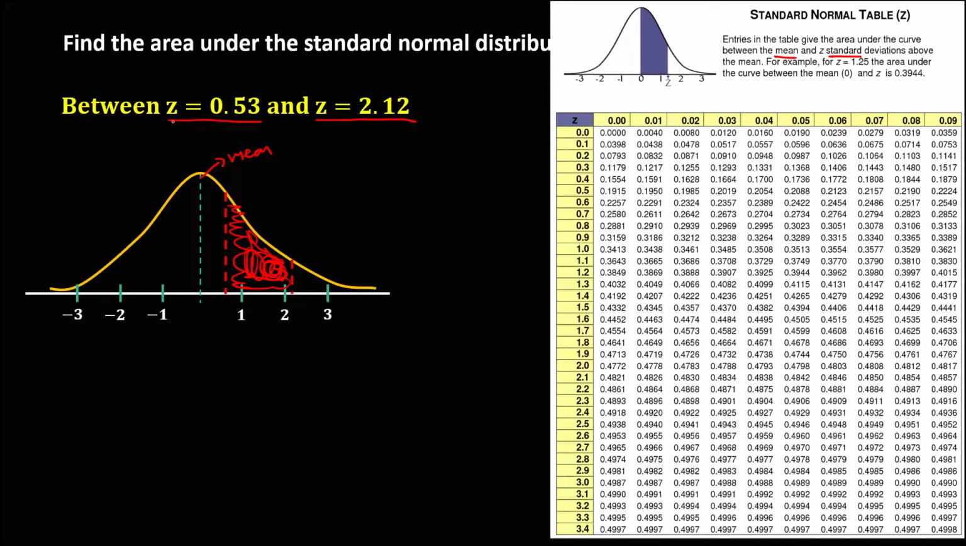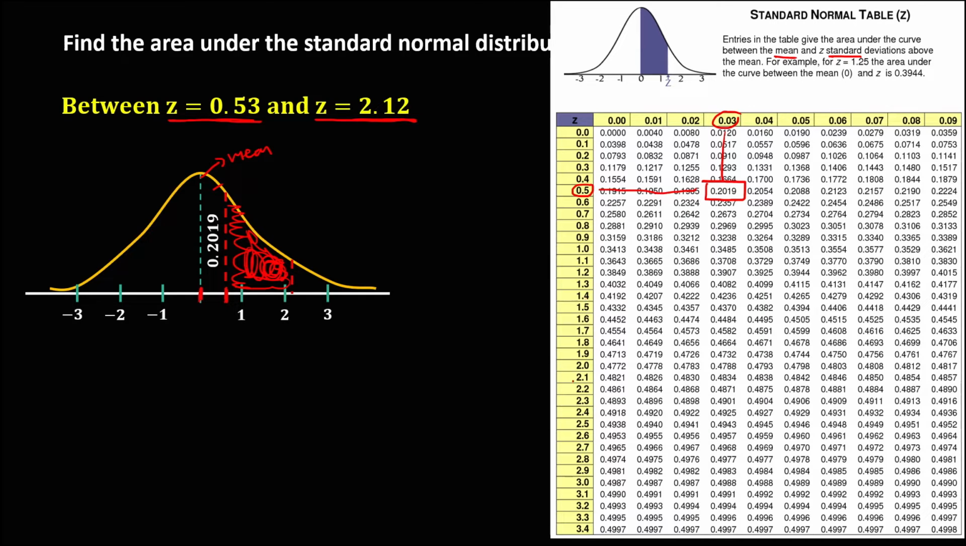So for the area of z equals positive 0.53, we have 0.5, then 0.3, that's 0.53, then you connect. So the area is 0.2019. So this is 0.53 and this is the mean. Therefore, this area is 0.2019. Then for the area for z equals positive 2.12.